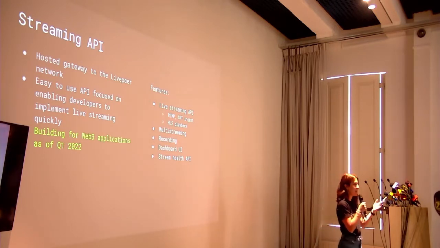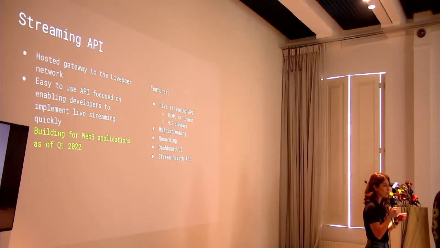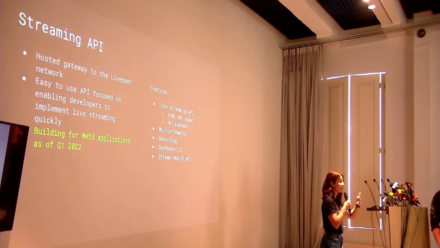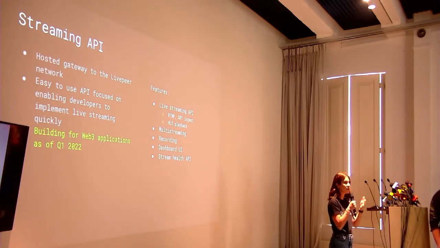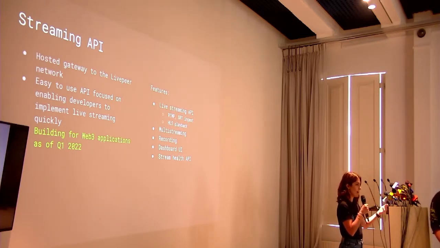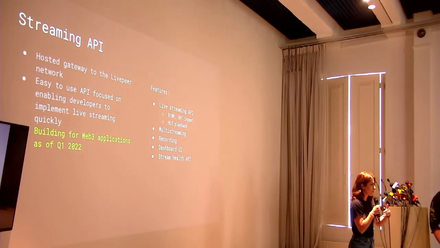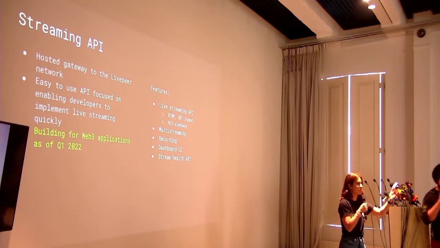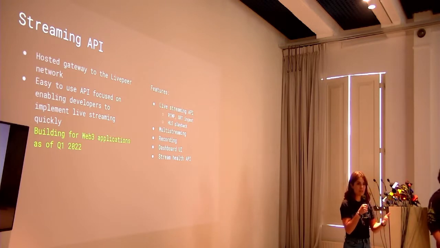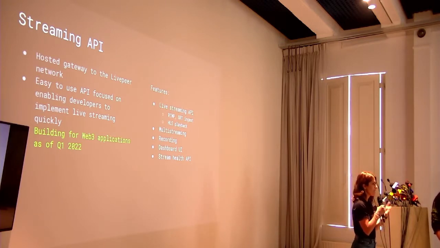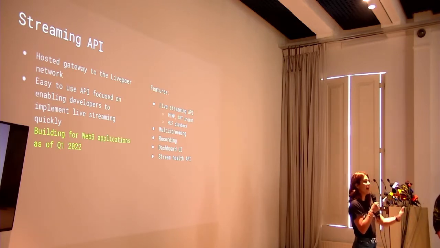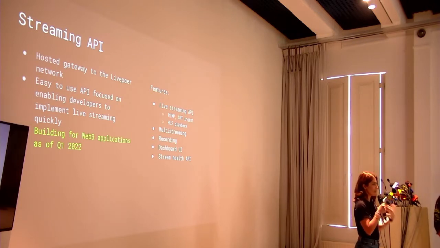So the streaming API is the hosted gateway to the Livepeer network. The transcoding capacity that's provided by the network needs to be utilized by maybe creator platforms. And so the streaming API makes it really easy for application developers to use the capacity that's provided by the network. The thing that we really provide is this easy-to-use API that reduces the development burden, so that if you're an application developer who's building a creator platform, you can focus on making really great creator experiences and really great viewer experiences. And we take all the complicatedness of building video infrastructure out of it.